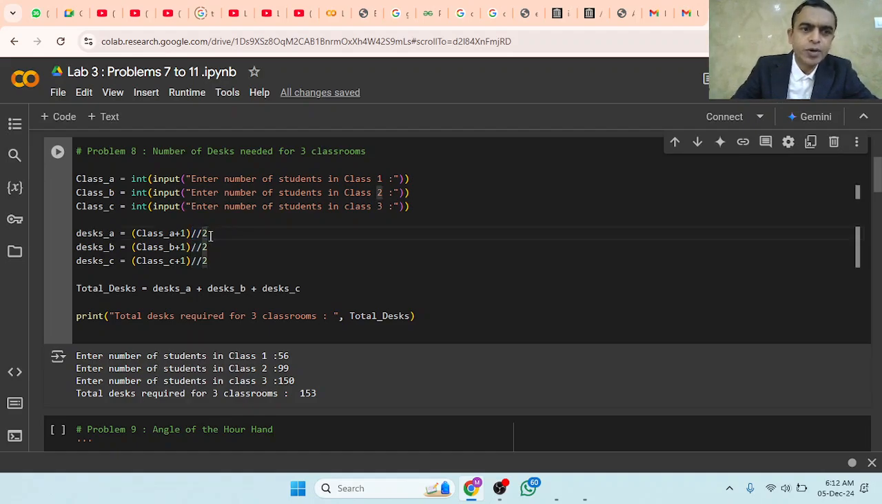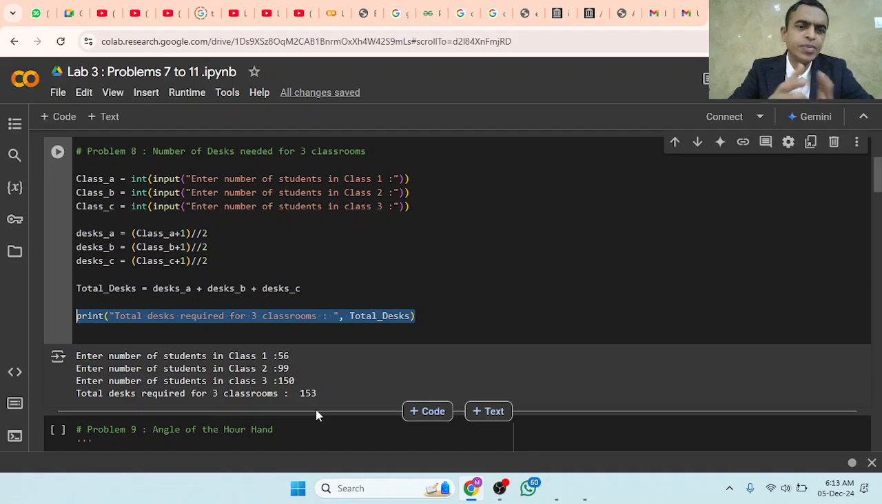Divided by 2. Say now you have 60 students. Okay, so we complete this. Desk A, desk B, same logic, desk C, and total desk is equal to all these 3 added, and then we print total number of desks. Now look at the logic. Say 3 classes have 3 numbers of students, 56, 99, 150. These numbers are taken so that one is odd, one is even, all this combination is covered here.